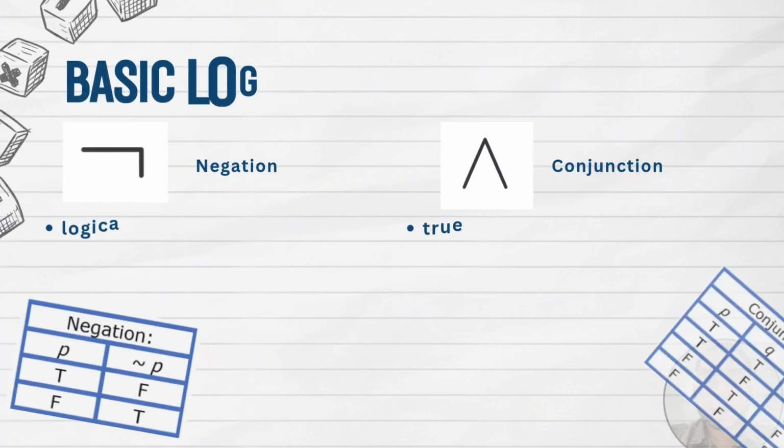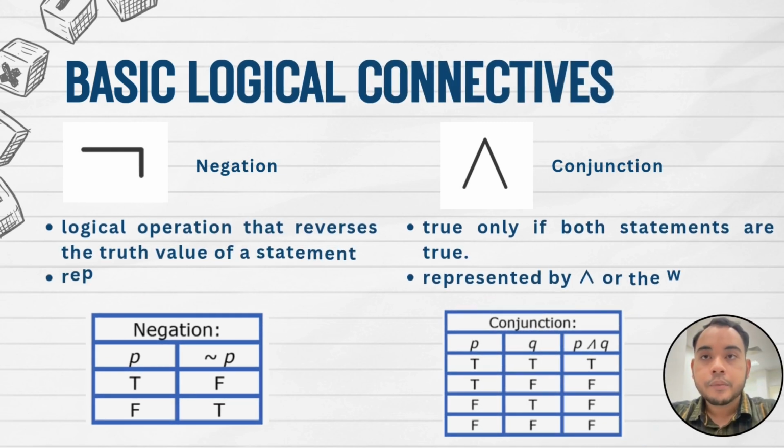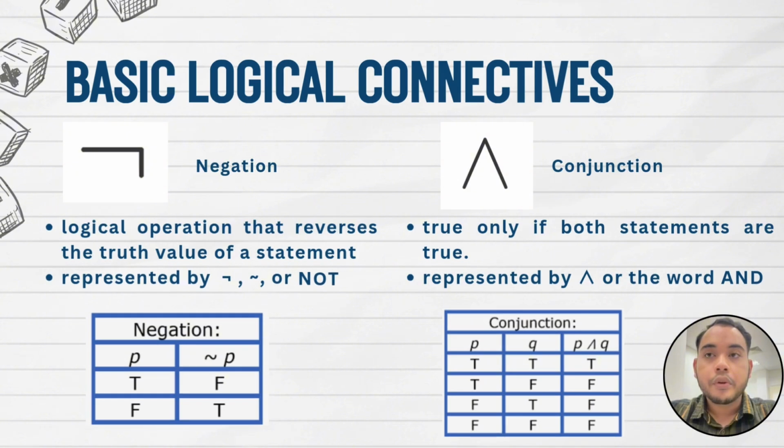There are 5 basic logical connectives. Firstly, let's look at negation. Negation is a logical operation that reverses the truth value of a statement. It is represented by the negation symbol or the word not. From the truth table as stated in the slide, for example, if a statement P is true, then not P is false. And if P is false, then not P becomes true.